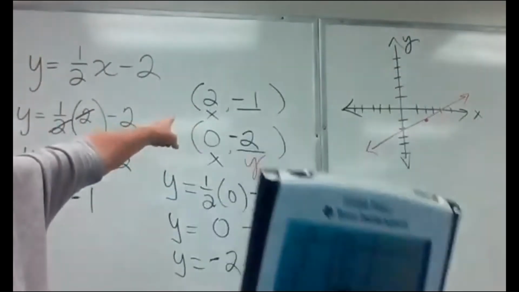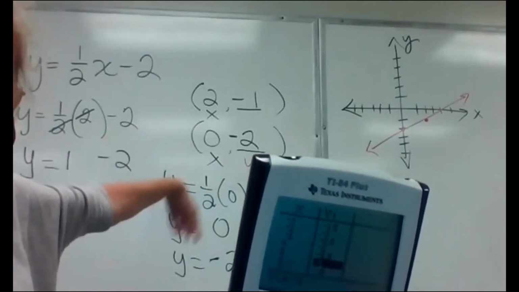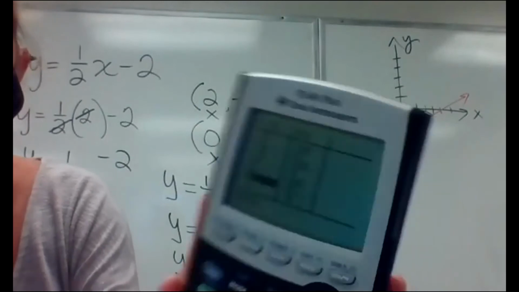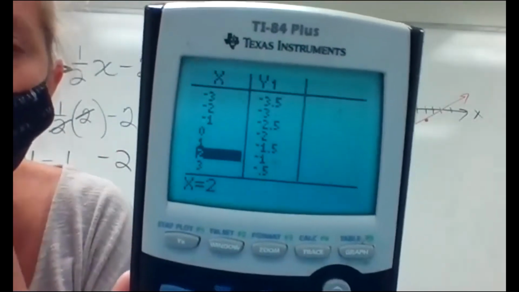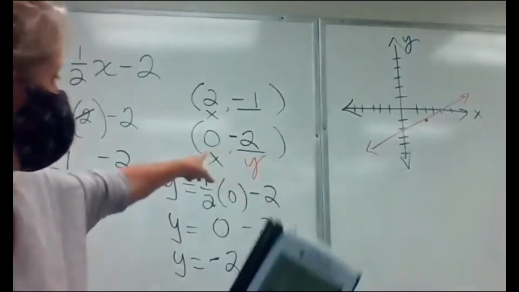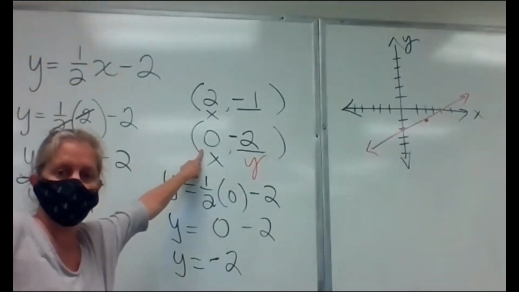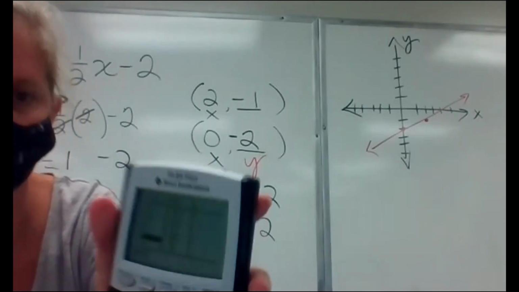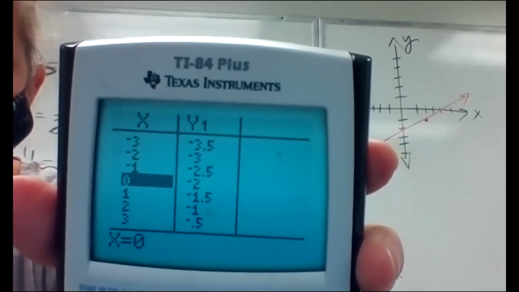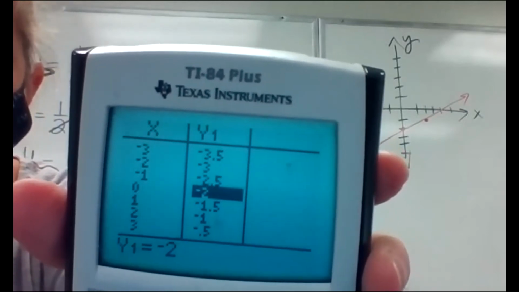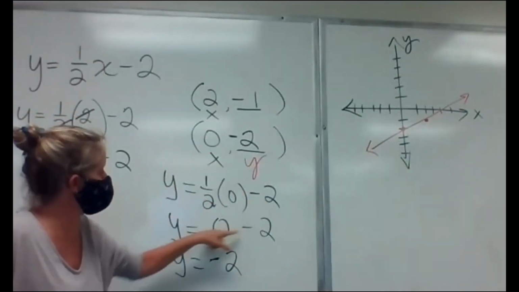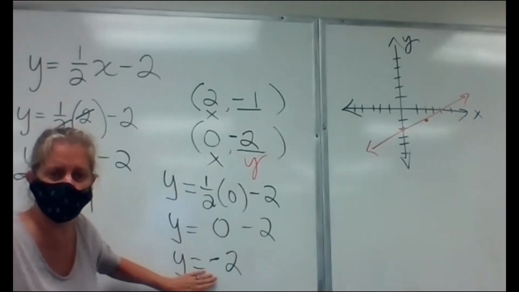Negative 1, which is what I found. But I had to go the long route, right? I had to go through and plug it all in and maybe make a mistake. If you plug it into your calculator, it's going to give you the points. 2, negative 1. What's the other x it wanted me to use? That 0. So go up to where your x is 0, and look, it did the math for you. The y that goes with that is negative 2, which is what I got, but I had to go through all this process to get that.